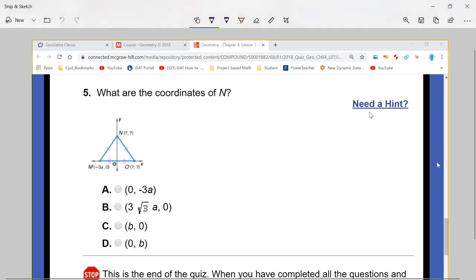So what I've got now, I got to figure out what are the coordinates of n. They're asking me what are the coordinates of n right here, right? Right there, n. So what I know is that it's on the y-axis. That vertex is on the y-axis. So what that tells me is that the x value is not positive or negative. The x value is at 0. So now the only question is, is it going to be this answer or is it going to be that answer?